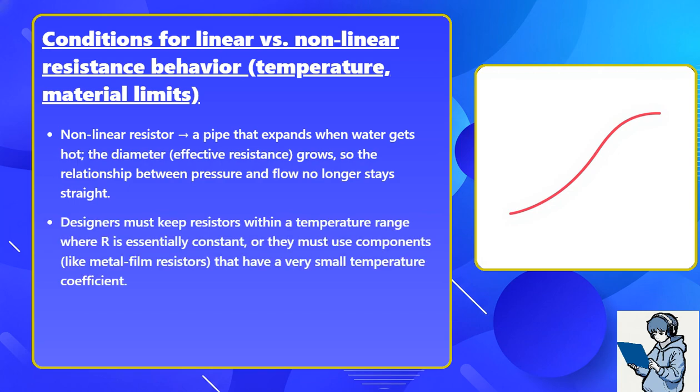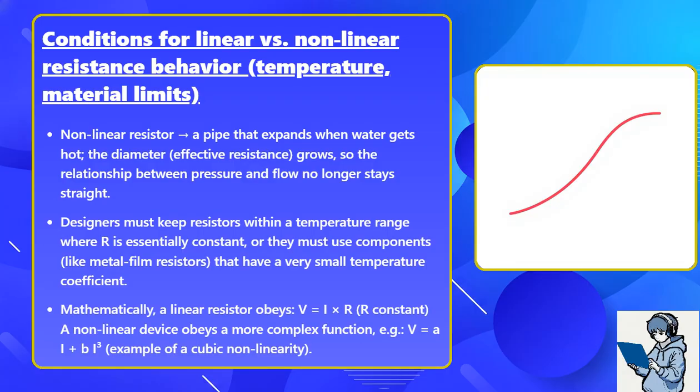Designers must keep resistors within a temperature range where R is essentially constant, or they must use components like metal film resistors that have a very small temperature coefficient. Mathematically, a linear resistor obeys V equals I times R, R constant. A non-linear device obeys a more complex function. For example, V equals aI plus bI cubed, an example of a cubic nonlinearity.